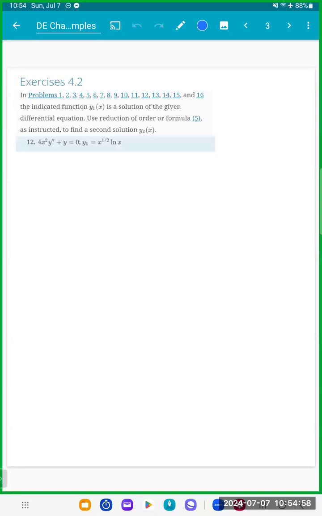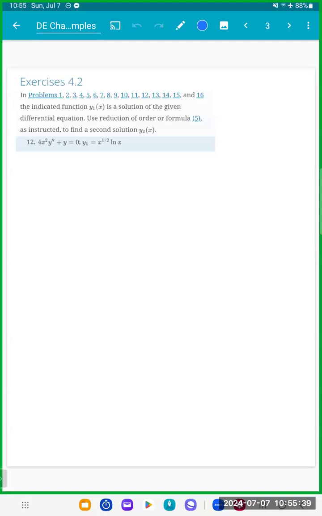Okay, moving on to section 4.2. We'll work a handful of problems here. The first one being number 12, where we want to use the reduction of order, which is, if you look back in your textbook, looking in this section, formula number 5 in the section. And we want to do that to find the second solution, that y2 of this. So we're looking here at problem number 12.